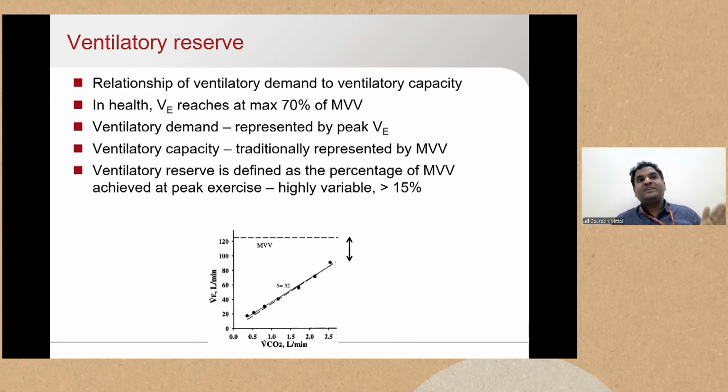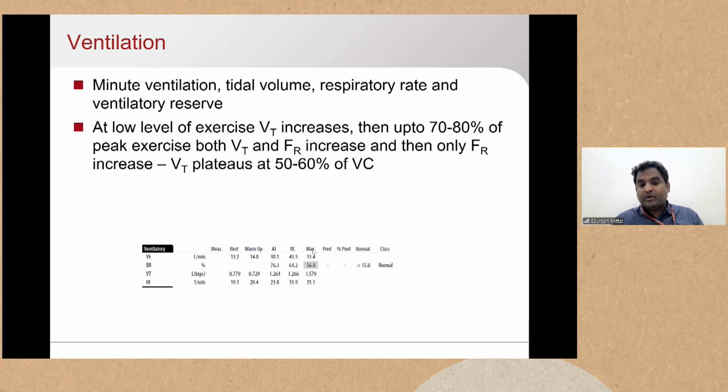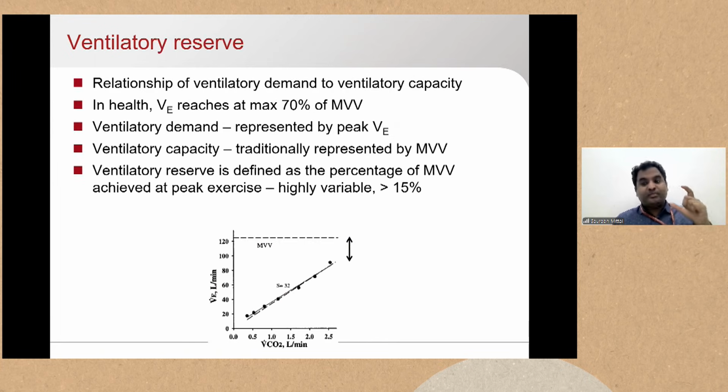Somebody who has an FEV1 of 2 liters would have a maximum voluntary ventilation somewhere around 80 liters. So for the patient we are talking about, if he has a maximum voluntary ventilation of 80 liters, but his VE is 55, that gap between what he can maximally achieve and what he achieved during the test is called the ventilatory reserve, or breathing reserve.